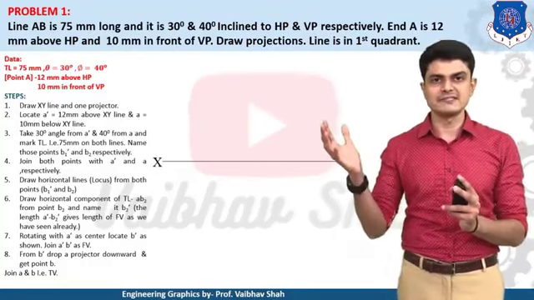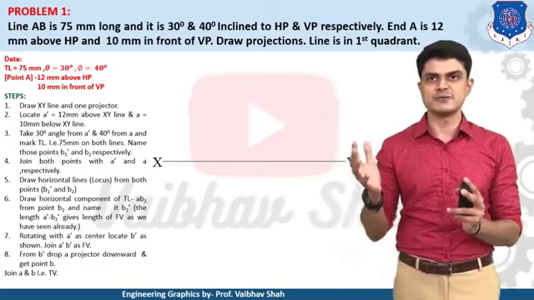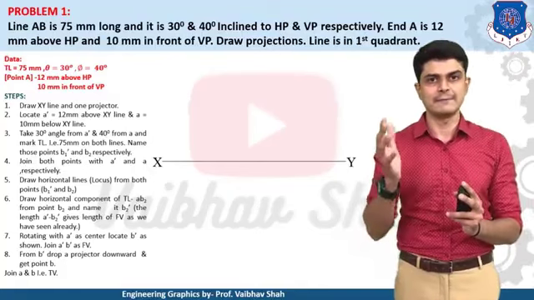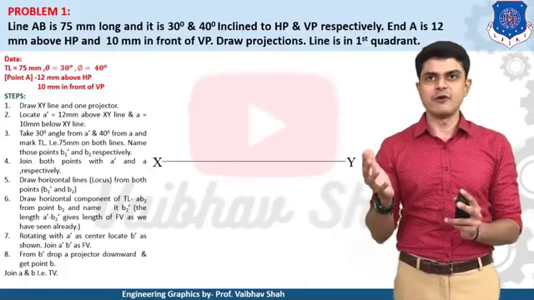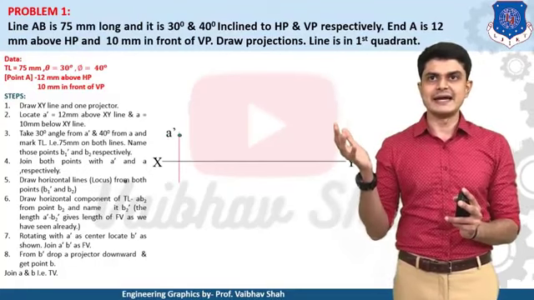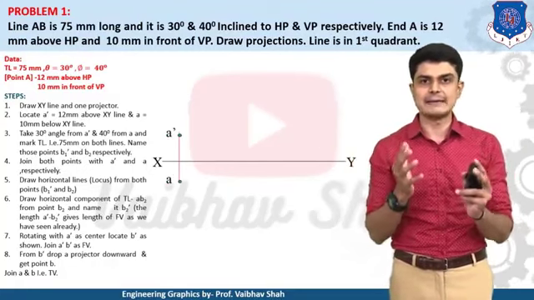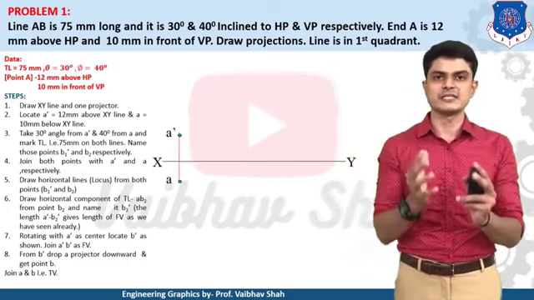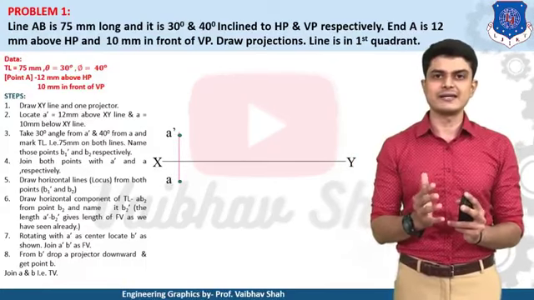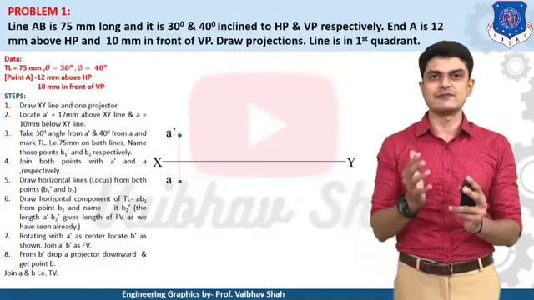Here the location of the point is given, which is 12 mm above HP and 10 mm in front of VP. So let us remember the projection of point table. 12 mm above HP means 12 mm above the XY line, which will be point A dash, and 10 mm in front of VP means 10 mm below the XY line. So we have plotted this point from the projection of point chapter. One data finished.